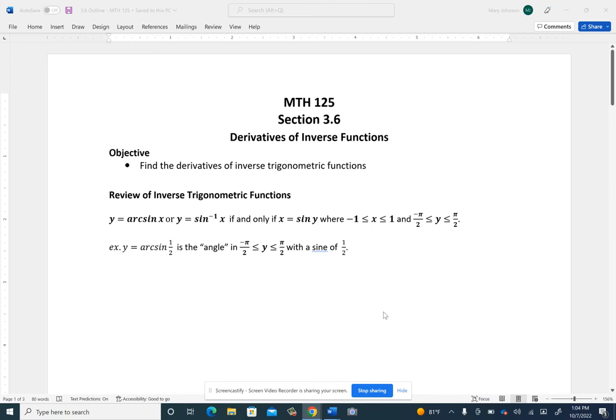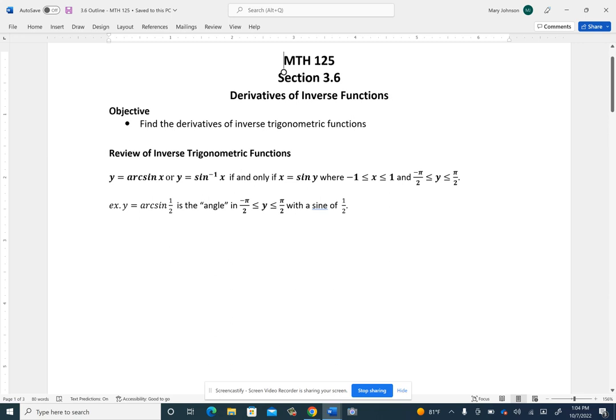Okay, so I wanted to take a look at the inverse trig functions, and you really just need to be able to do the derivatives of the inverse trig functions. But I wanted to give you just a little background on inverse trig functions before we do that.